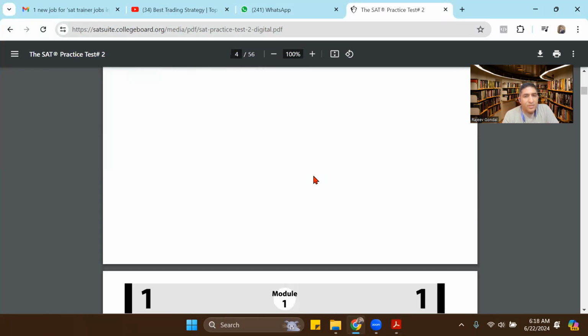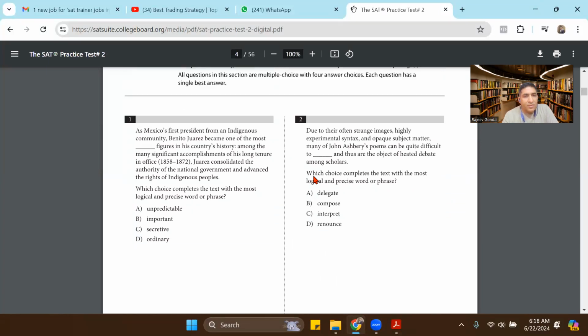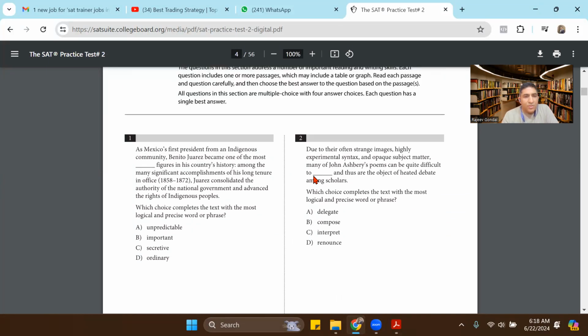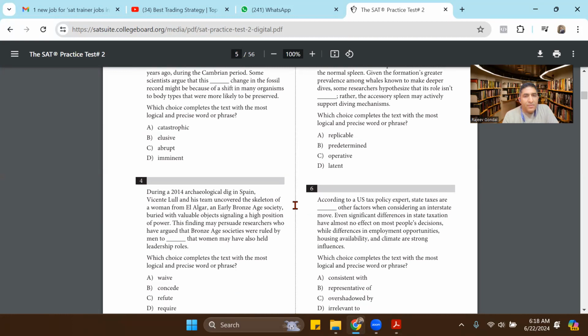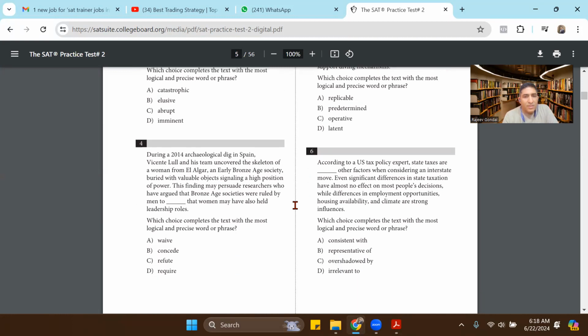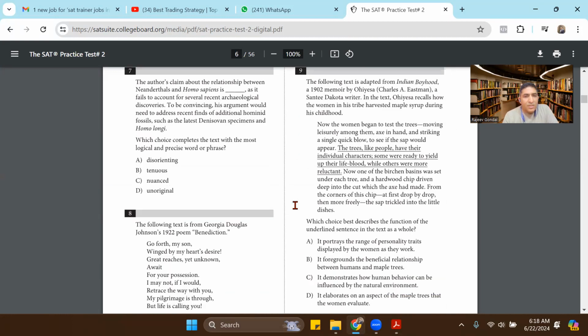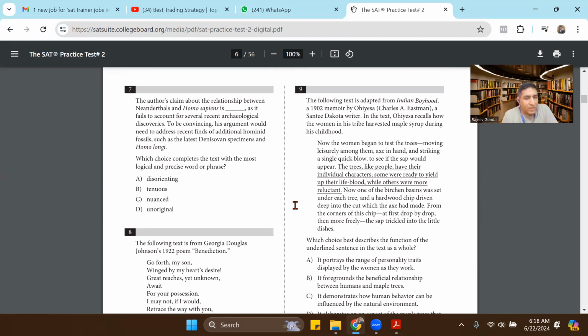Like if you look at this particular test, see the first question, one, you can see this is all vocabulary based. This is again vocabulary based, right? Question number three is again vocabulary, four, five, all these are vocabulary questions. Up to question number six, you can see, in fact, seven also. So the first seven questions in module one are all vocab based questions.